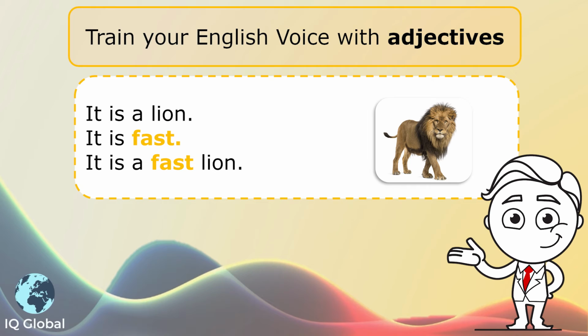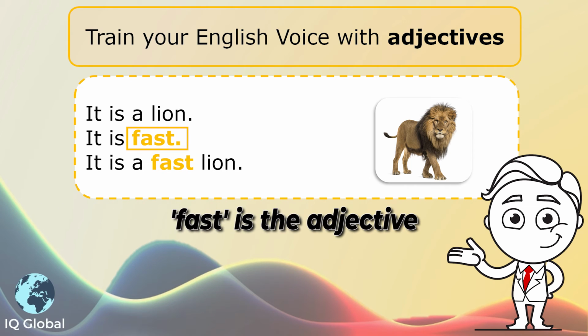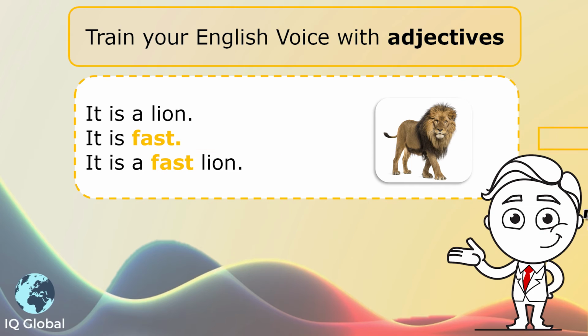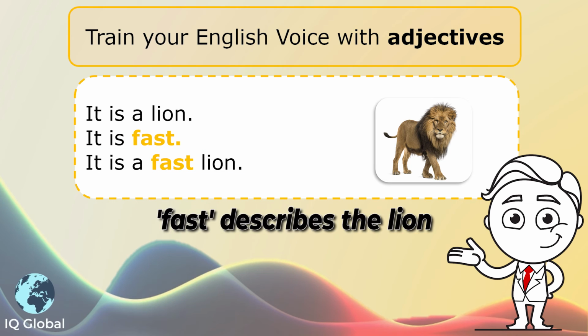Sentence 2, it is fast. Now we know that the word it is the lion, so that's the noun, and the word fast describes that noun. So fast is the adjective. Sentence 3, it is a fast lion. So we have the word fast, which is describing the noun. It's describing the lion.